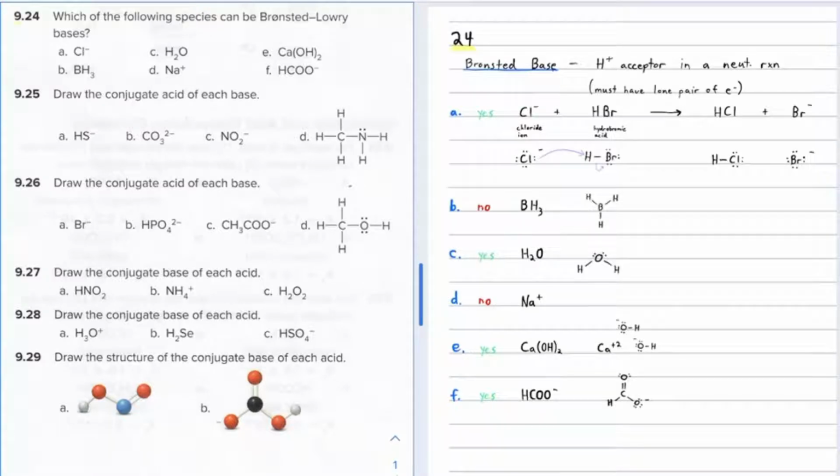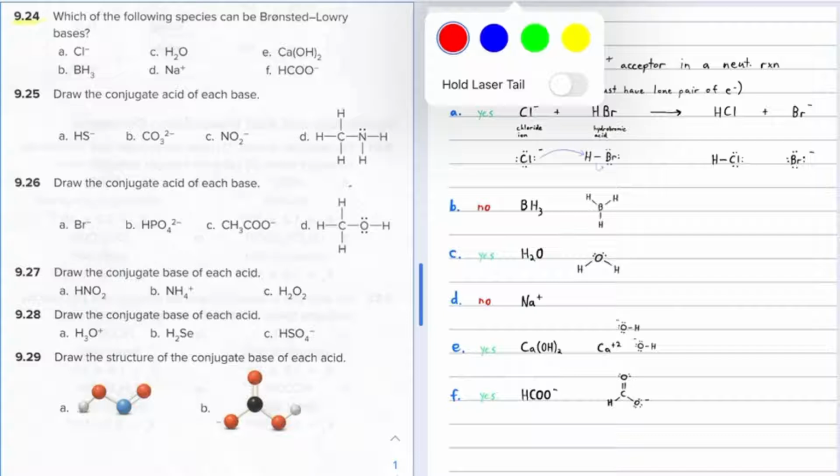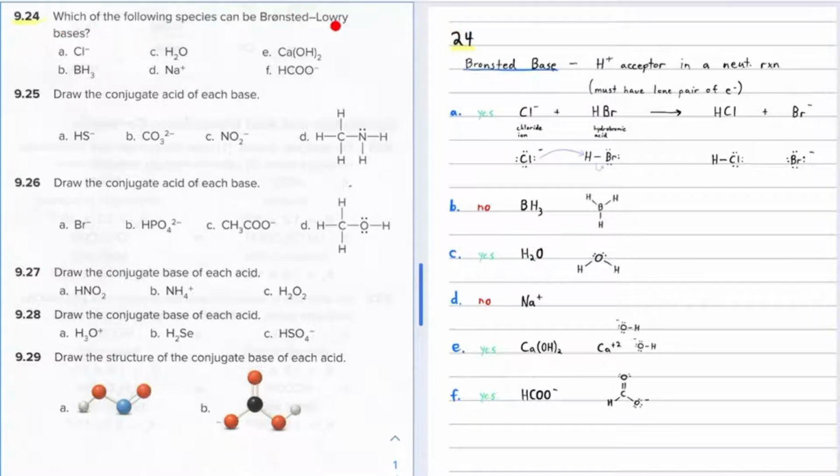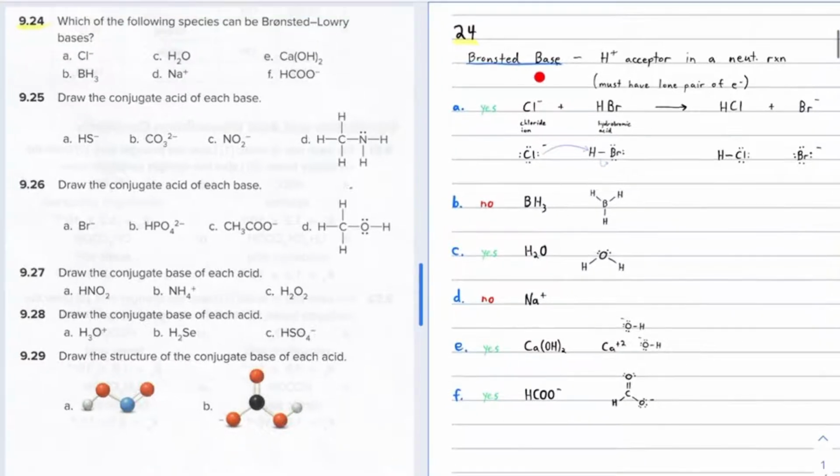Problem 24 asks which of the following species can be Bronsted-Lowry bases. So very similar to number 21 that we just did. We're given 6 formulas again. We know that a Bronsted base, this time, is a proton acceptor in a neutralization reaction. So if you have a neutralization reaction, the species that is accepting a proton is the Bronsted base.